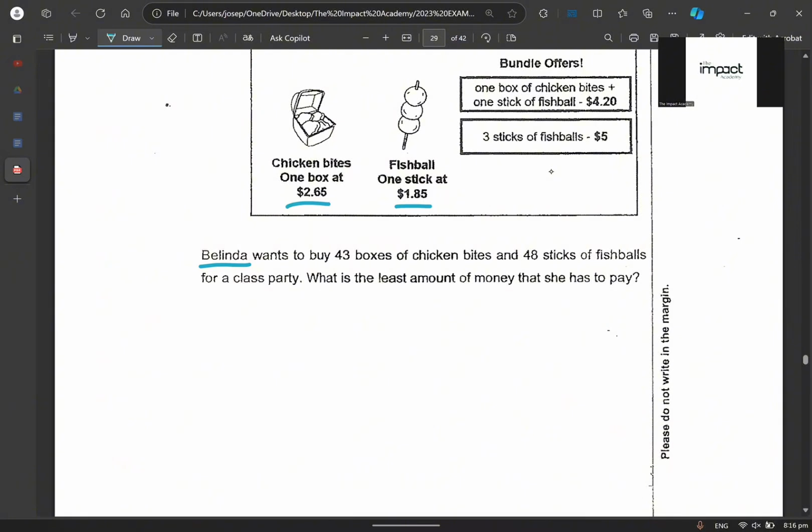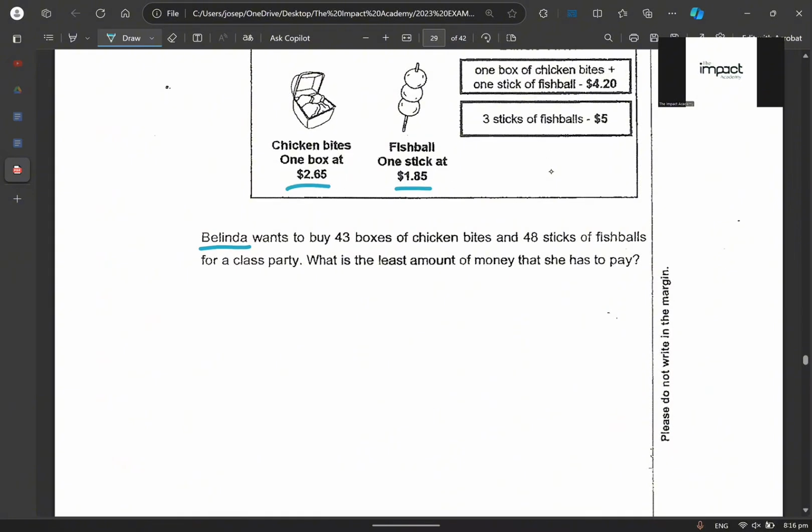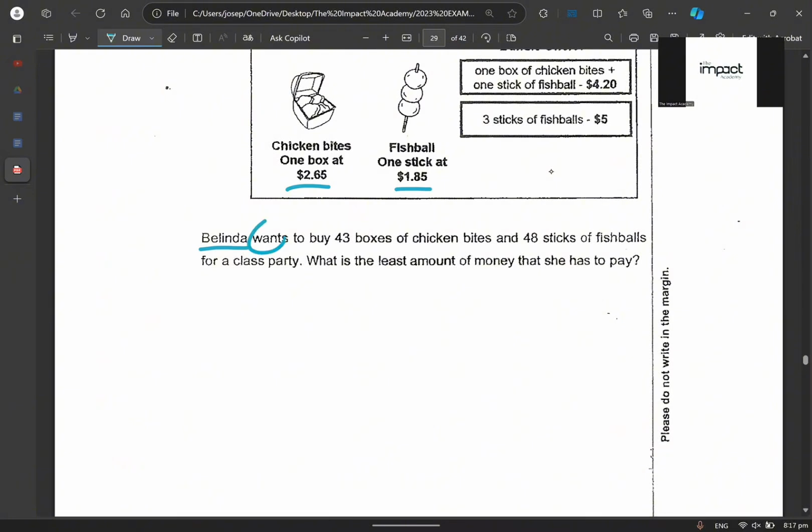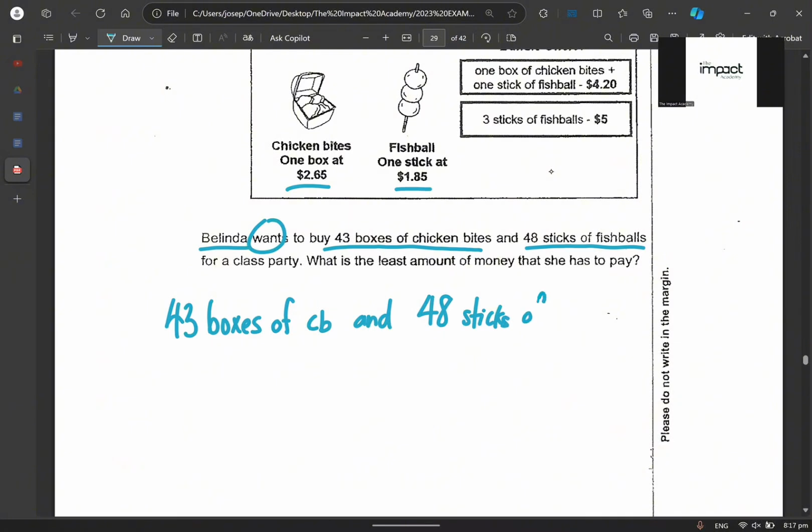Belinda finished her exams. She says, I'm going to bring some chicken bites and fishball for a class party. She says, I want to buy because if I don't buy this, we won't have enough food. So she wants to buy 43 boxes of chicken bites, we'll just put CB over here, and 48 sticks of FB. Make sense or don't make sense? Okay, for a class party.